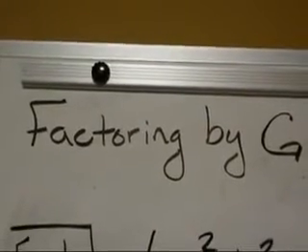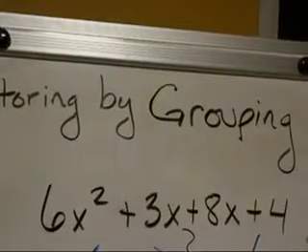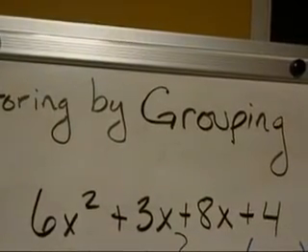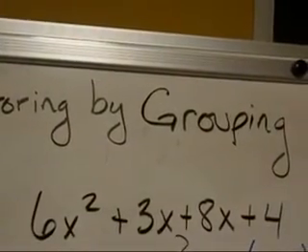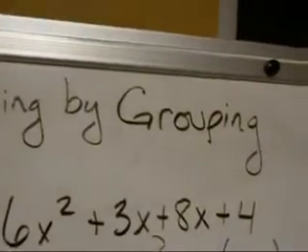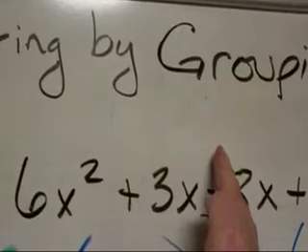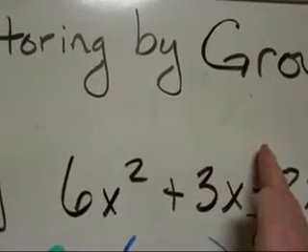Now let's take an example of factoring by grouping. We'll begin with the problem 6x squared plus 3x plus 8x plus 4. A strong hint that we need to factor by grouping is the fact that we have 4 terms. So what we do is we draw a line down the middle of the problem, and we look at 1/2 at a time by taking out something common.